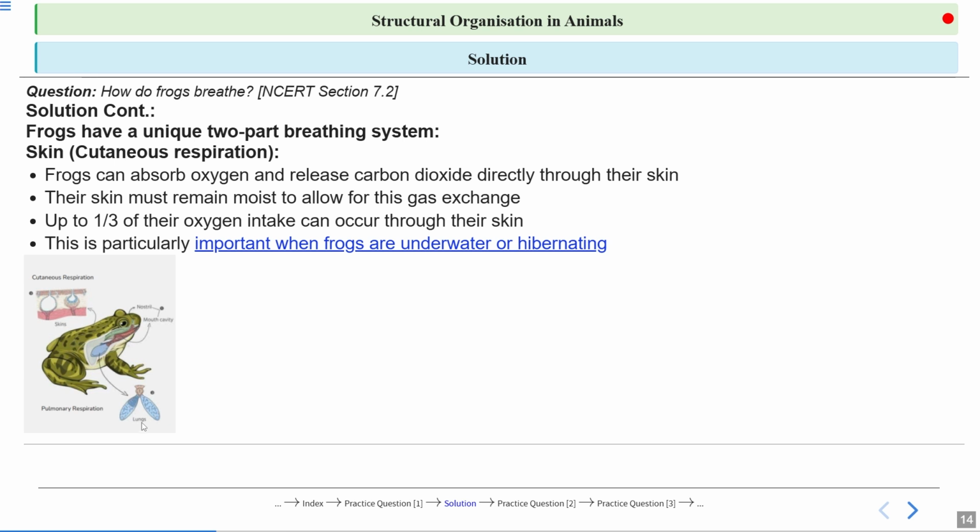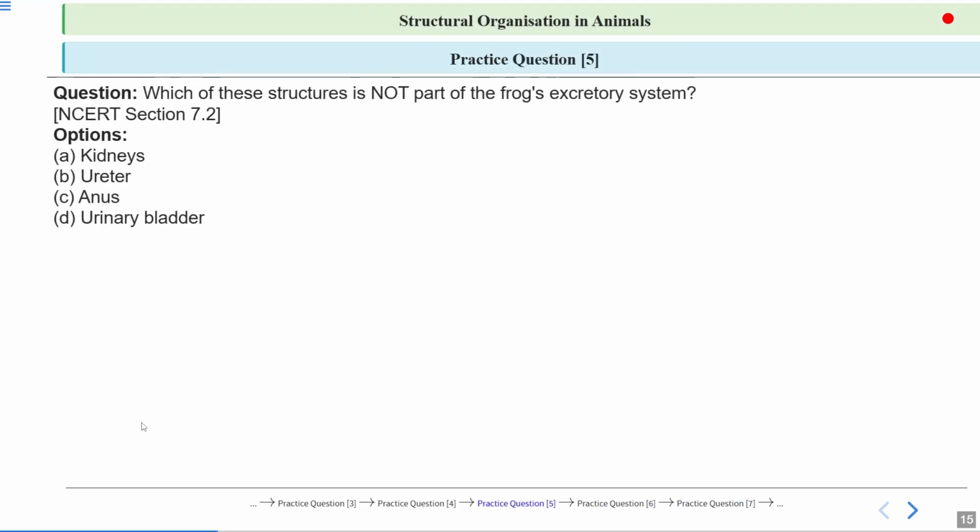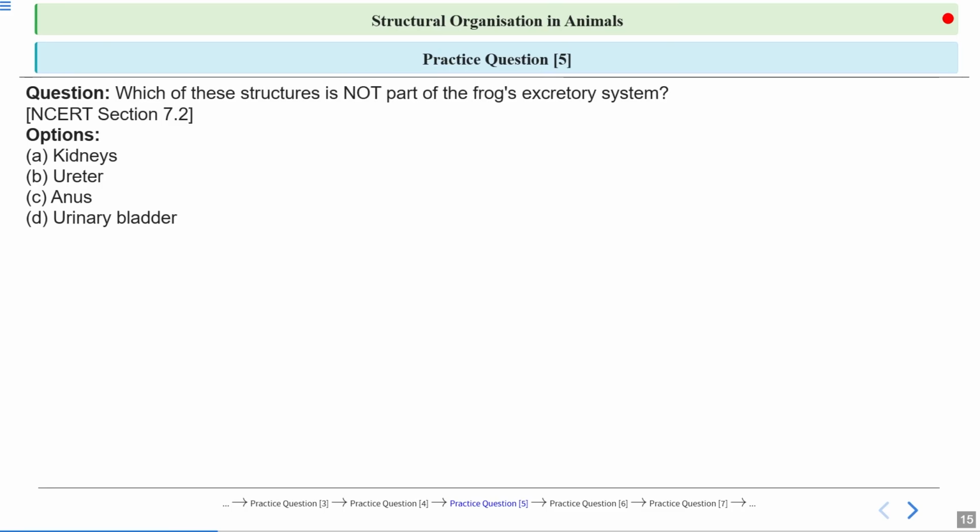Let us move to the next question. Which of these structures is not part of the frog excretory system? Frog's excretory system. This question is from NCERT section 7.2. A. Kidney. B. Ureter. C. Anus. And D. Urinary bladder. Let us see the answer of this question.